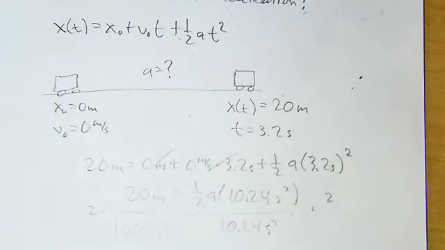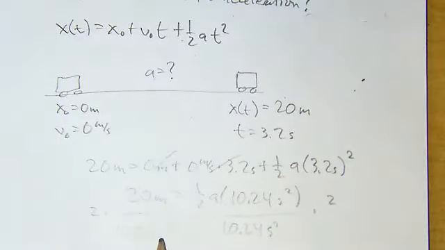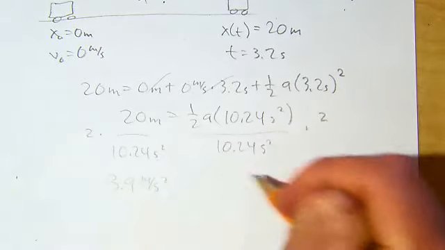So you can just work that all out. 20 times 2, divide that by 10.24. And notice the units, I'm getting 3.9 meters per second squared. So it works out to the correct units for a.